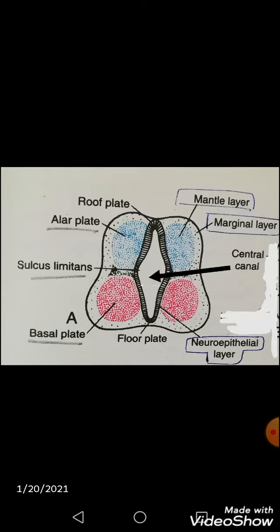It is divided into 2 plates rather. The posterior or dorsal located plate is called the alar plate, which is sensory, and the ventrally located basal plate, which is anteriorly located also, you can mention it. Both of these are divided by the sulcus limitans. Now, on the outer side of the mantle layer, you will be observing the marginal layer, the future white matter of the spinal cord.